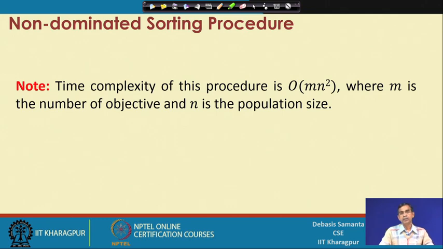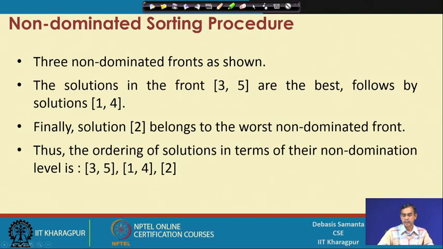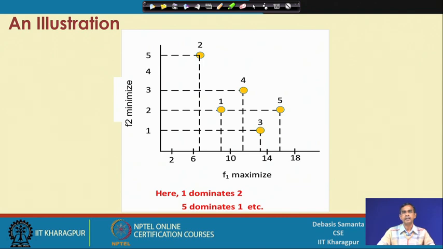Now, I have mentioned this program in order to understand how much time it will take. It can be observed that the time complexity of this procedure of finding non-dominated sorting fronts, the non-dominated sorting procedure, is of the order of m times n squared, where m is the number of objectives and n is the size of the population. We will discuss a few more things regarding this complexity later on. The non-dominated sorting procedure is the one critical procedure in the NSGA algorithm.